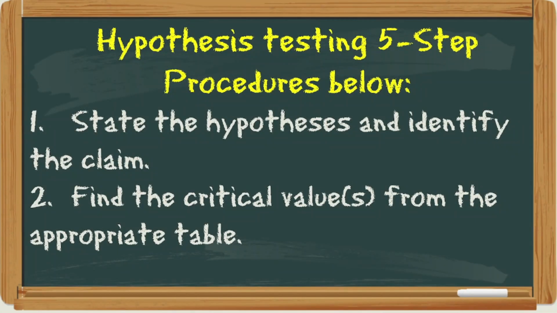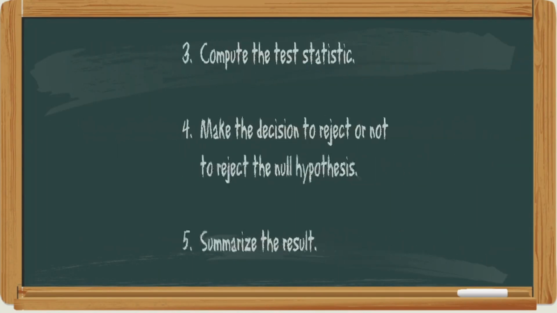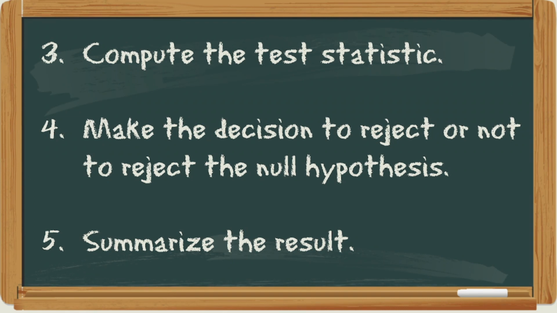In solving hypothesis testing, we use these 5-step procedures. The first one is state the hypothesis and identify the claim. So in step 1, we will be using the null hypothesis and the alternative hypothesis. And then number 2, find the critical value from the appropriate table. In this case, again, we will be using the Z table to find the critical value. The next one is step 3. Step 3 is compute the test statistics. We will be using the formula from the previous slide, the formula for z-test for the mean. And then number 4, make decision to reject or not to reject the null hypothesis. Based on the computed data, we'll make the decision. And then number 5, summarize the result. From the decision we made, we will summarize the result.